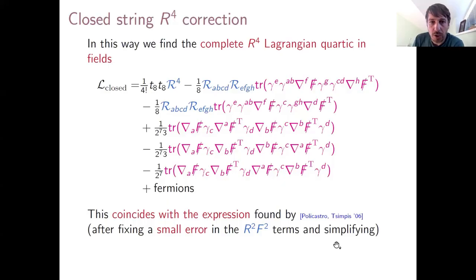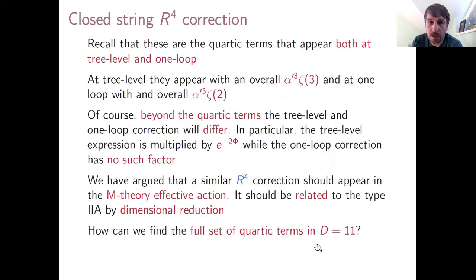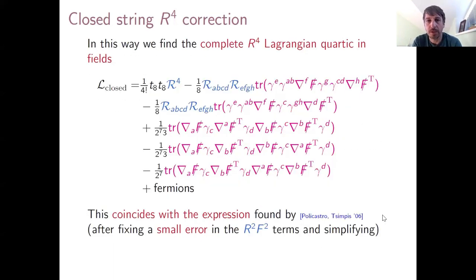So this expression actually coincides with the expression that was written down by Polycastro and Simpis, who also computed the amplitude directly for the closed string and verified it. They used the pure spinor approach to compute it directly, and they verified that it's the same. They did this in 2006. But I fixed a small error in the R square F square terms, and then I've simplified the result a little bit. Okay, so it takes a relatively compact form when written like this.